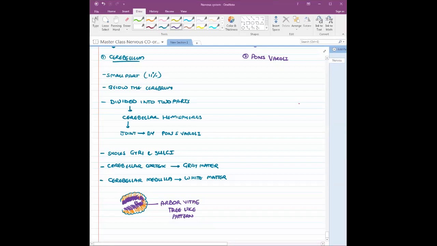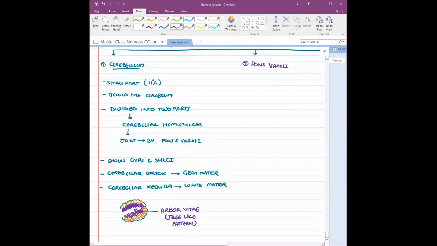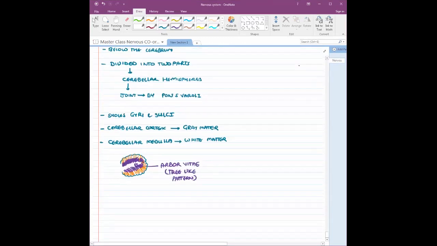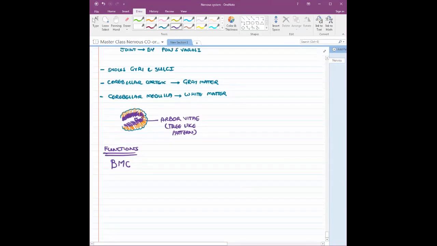Okay, anyways. So this Arborvitae is nothing but your tree-like pattern. That's it. That is what we need to know with regards to your cerebellum, guys. But now if we talk about the functions, what are the functions of your cerebellum? Guys, you need to remember cerebellum as BMC. You just need to remember as BMC. Guys, what do I mean by BMC? B means body balance.